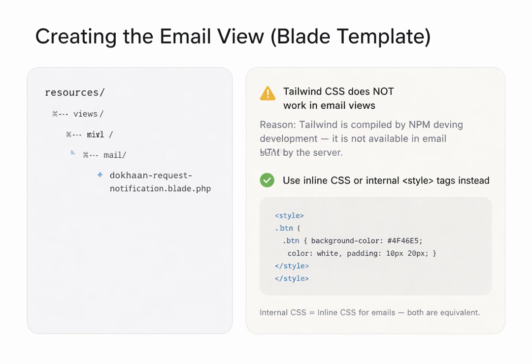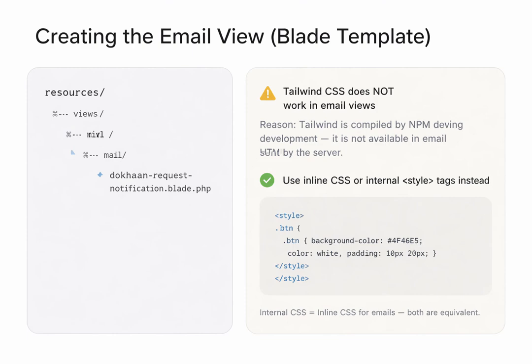Now, here's an important gotcha. Tailwind CSS does not work in email views. Why? Because Tailwind is compiled by NPM when you run the dev server. That compiled CSS lives in your project's public folder and is linked in your main HTML layout. But when Laravel sends an email, it renders just that one Blade file in isolation. It doesn't load your full layout, so Tailwind classes have no effect.